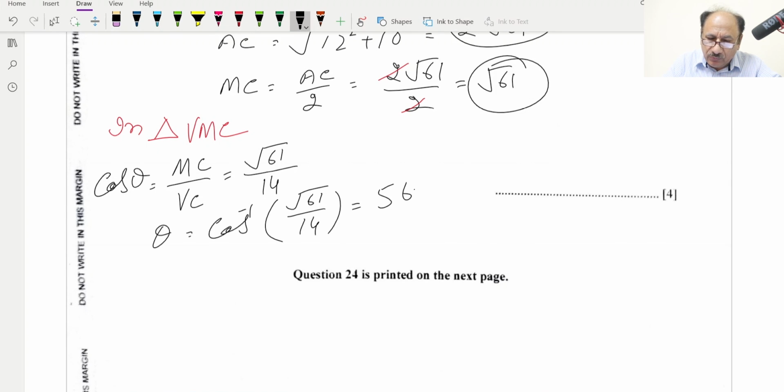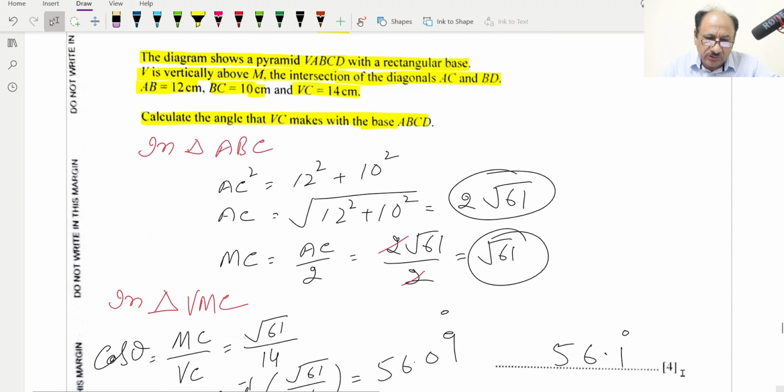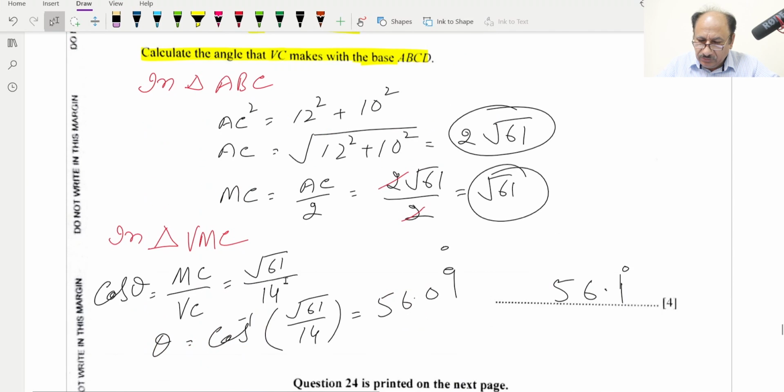equal to 56.09 degrees. So we can write 56.1 degrees. So this is what we are done with.